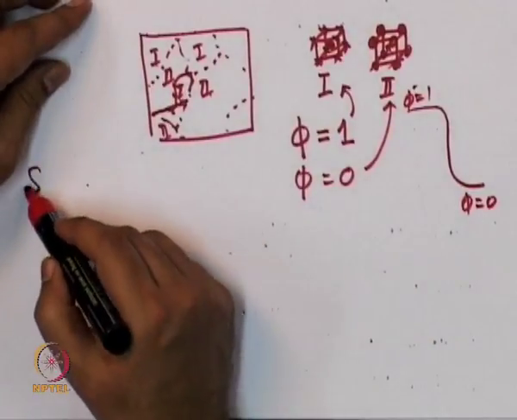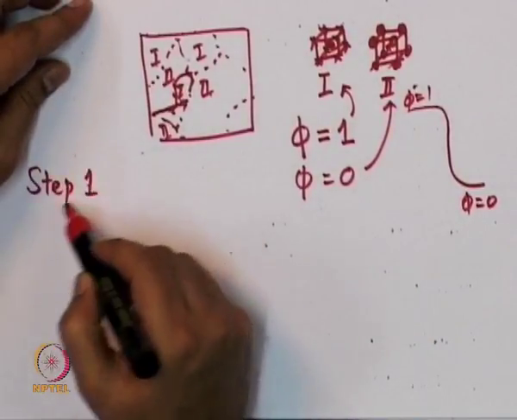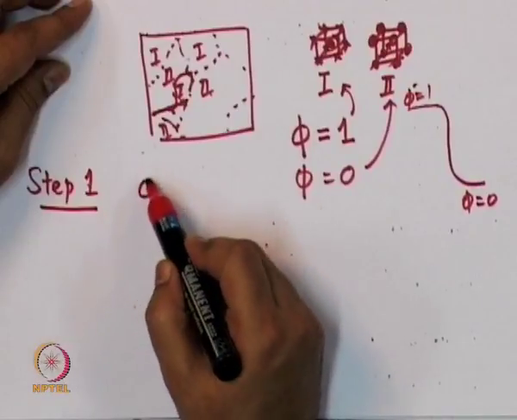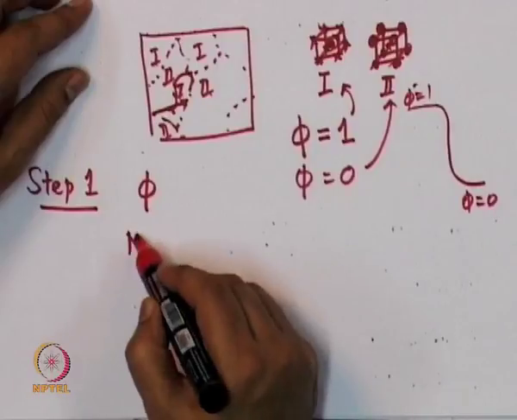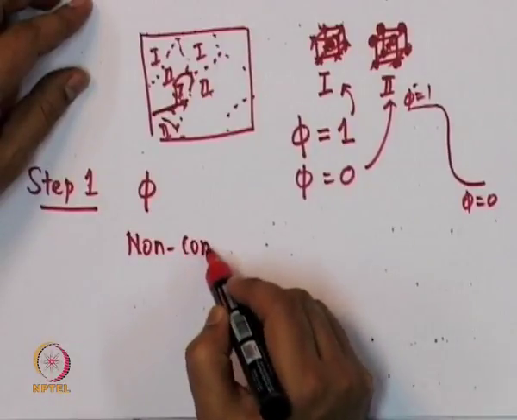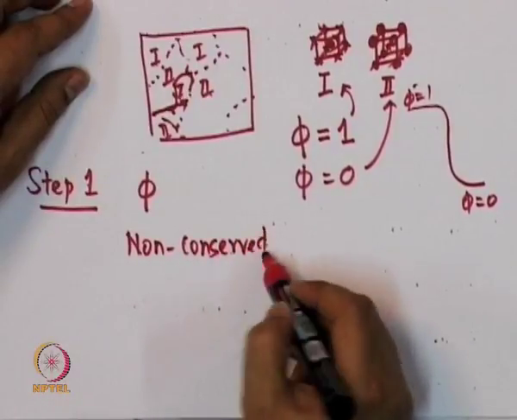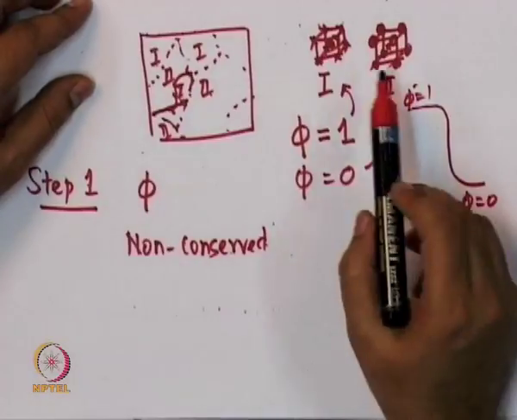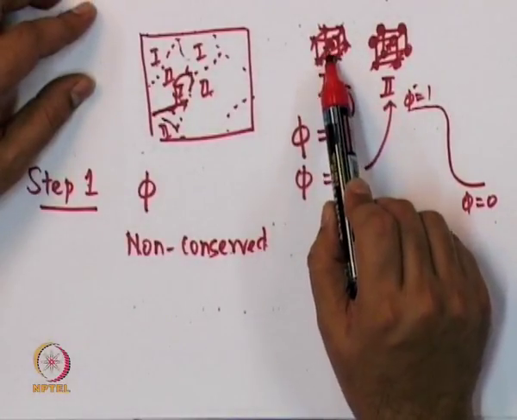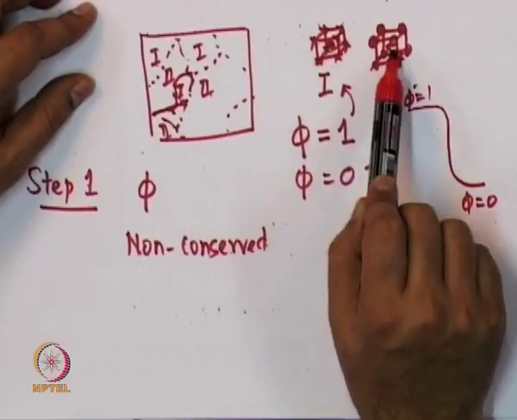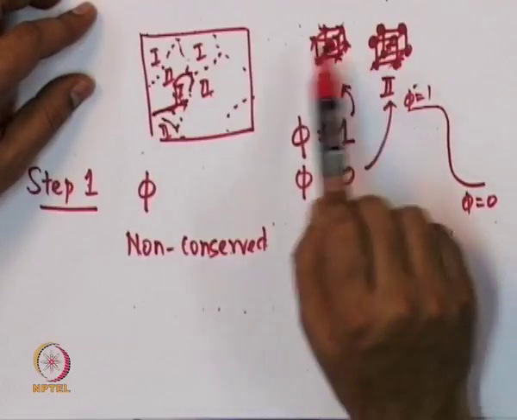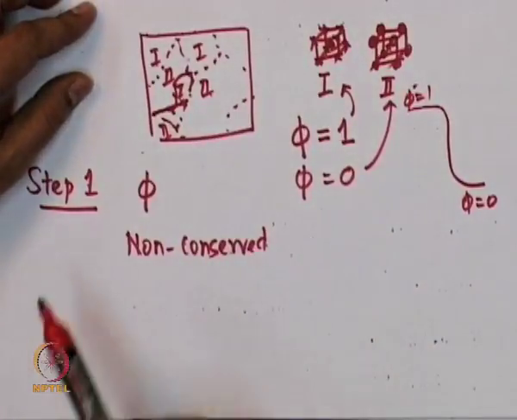So, the step 1 order parameter is phi, and phi is a non conserved order parameter. Non conserved order parameter, and what does it represent? It represents the type of domain structure, whether in the domain the A atoms are at the body center or at the cube corner, for example, is what this represents. So, that is the step 1.